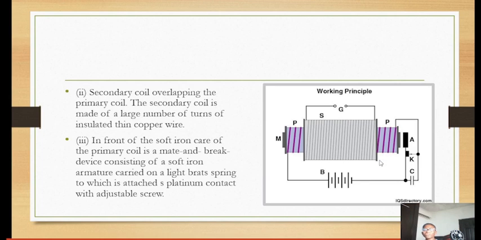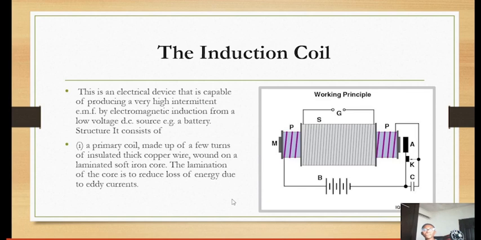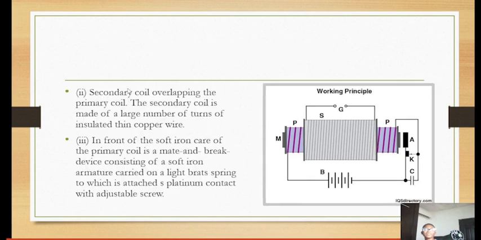It also consists of a secondary coil overlapping the primary coil. The secondary coil is made of a large number of turns of insulated thin wire. In front of the soft iron core of the primary coil is a make and break device consisting of a soft iron armature carried on a light brass spring to which is attached a platinum contact with an adjustable screw. That's all about the induction coil.